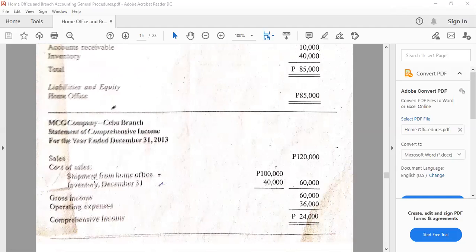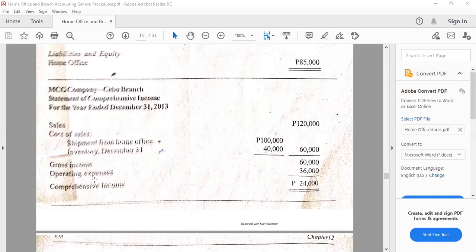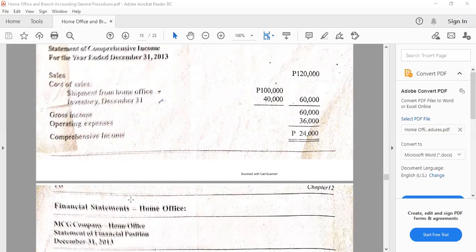Then this is the statement of comprehensive income. Of course, no OCI items or other comprehensive income items here. So this makes the illustration very simple. So from sales down to net income or profit or loss item. So without OCI, that makes or comprises the total comprehensive income.